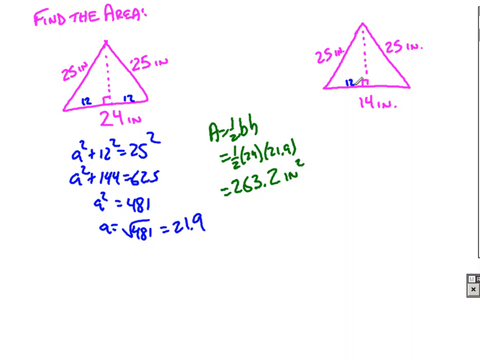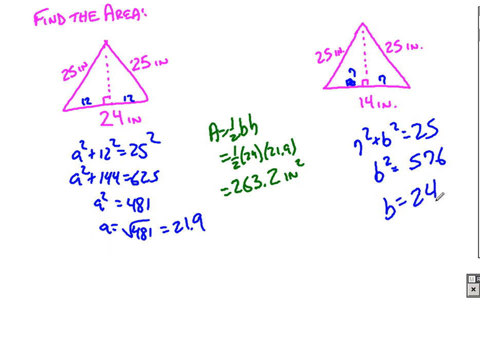Same thing over here. We need to find the height, not 12, there's 7 and 7 this time. So we're going to do 7 squared plus b squared equals 25 squared. Again, whether this is called a or b doesn't matter. I'll get b squared here is equal to whatever 25 squared minus 7 squared is, which is 576. Take the square root here, I get b is equal to 24.